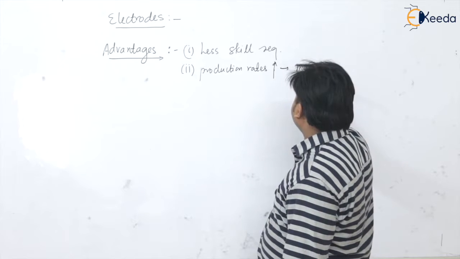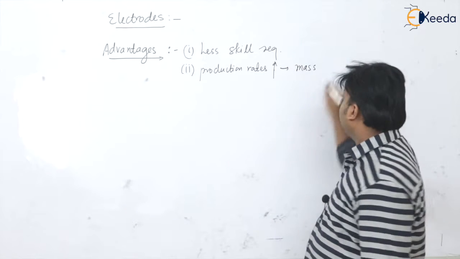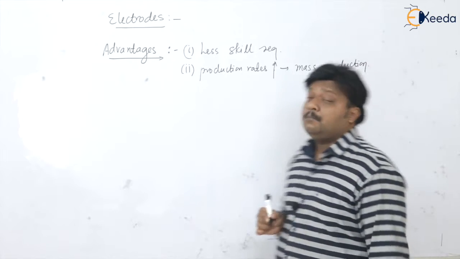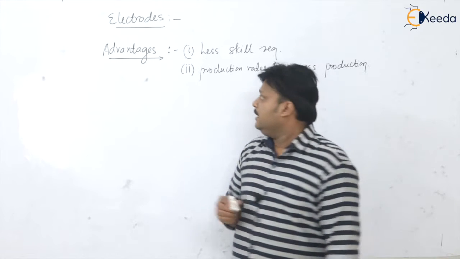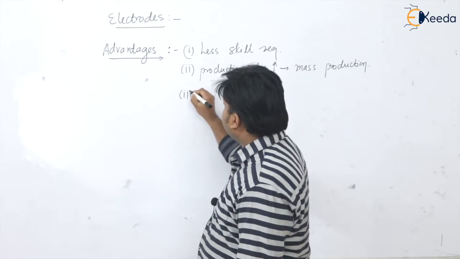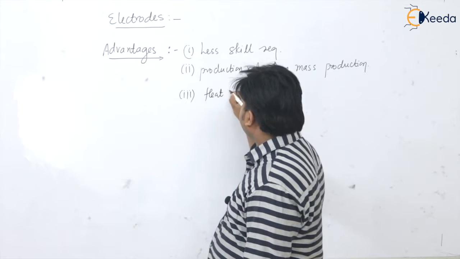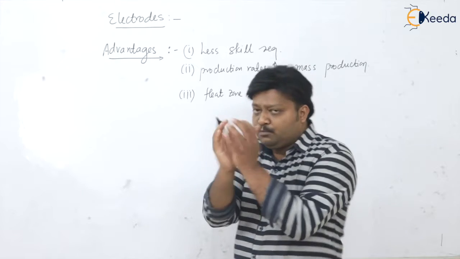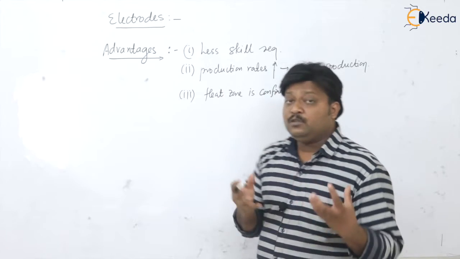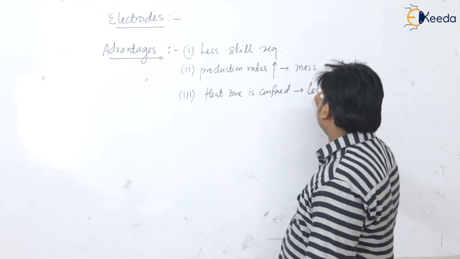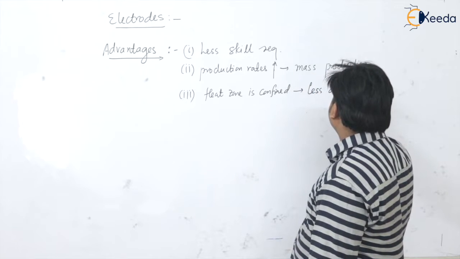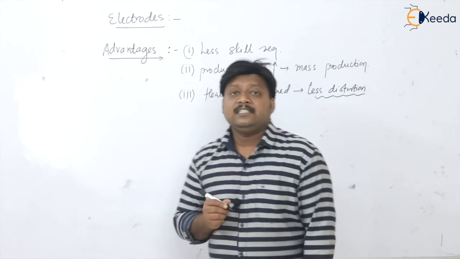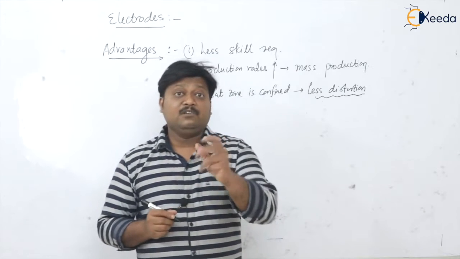That's why resistance welding is suitable for mass production. Now the third thing is that, as the heat zone is confined, limited to only that spot, there is less distortion that you can see in these resistance welded parts.